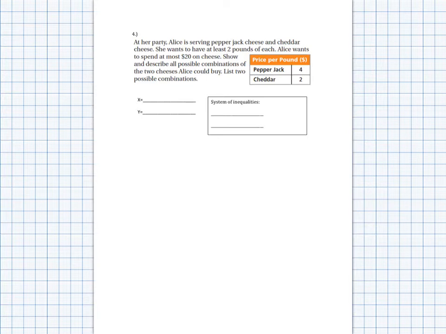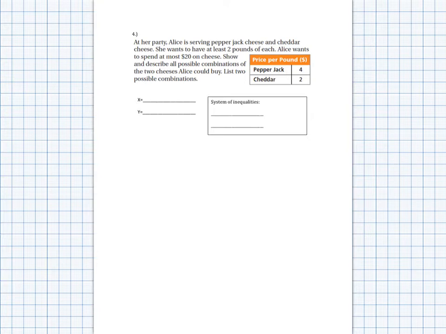Okay, so we're going to set up the system of inequalities. And then I'm going to have you graph them and check where it says list two possible combinations. That's two possible solutions. I'm going to have you check that with your teacher. So here's the question. At our party, Alice is serving pepper jack cheese and cheddar cheese. She wants to serve at least 2 pounds of each. Alice wants to spend at most $20 on cheese. Show and describe all possible combinations of the two cheeses Alice could buy. And then list two, okay?